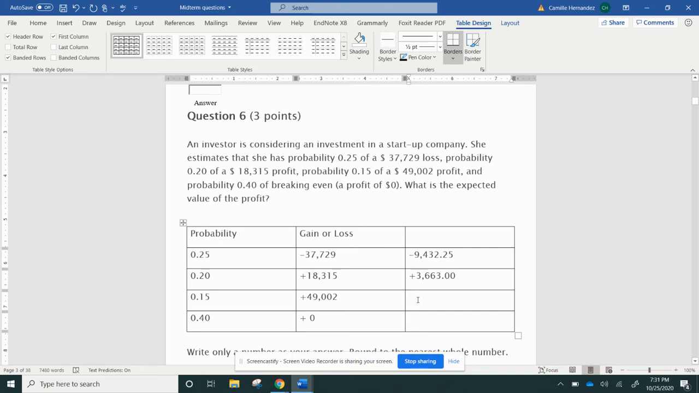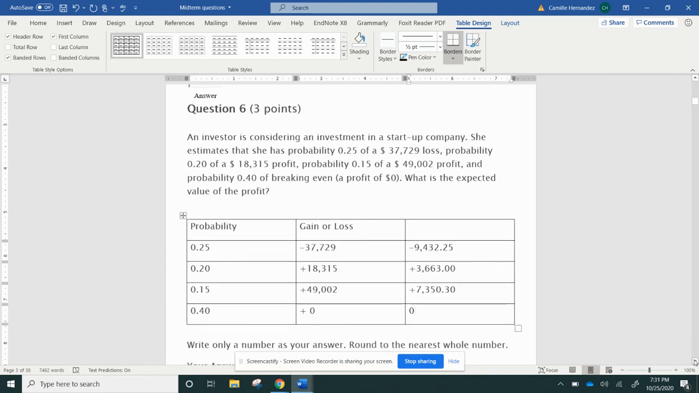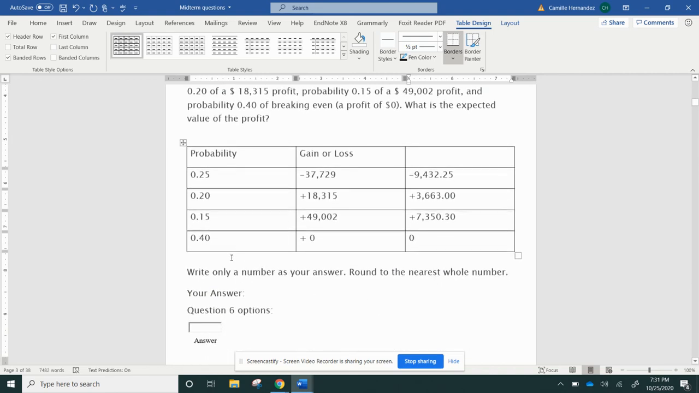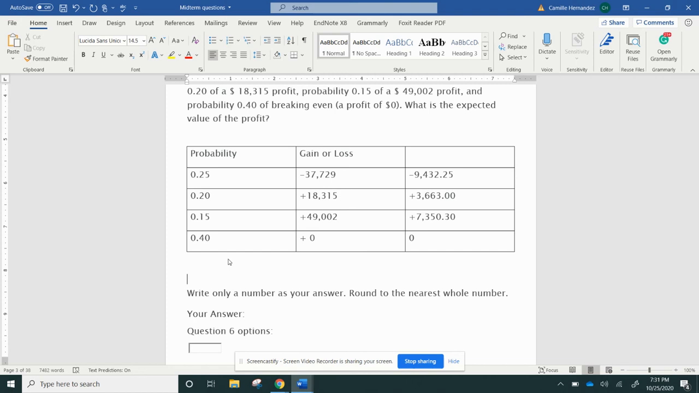Then the next one is 0.15 times $49,002. If I do that, I get another positive, 7,350.30. Then 0.40 times 0 gives me 0, so I don't even need to worry about that. All right, so what do I do next with all this? To get my answer, I'm going to add all of these together.